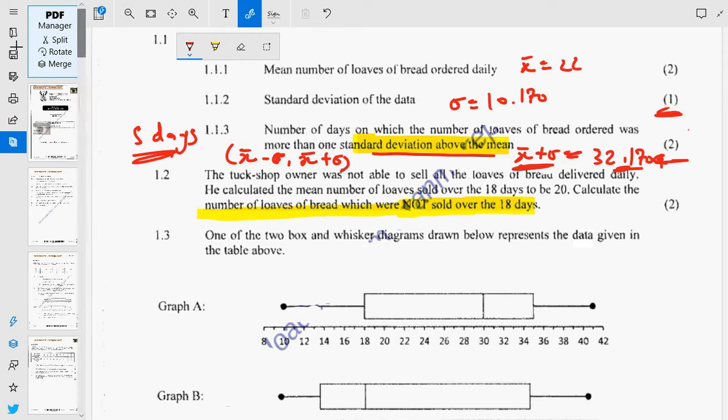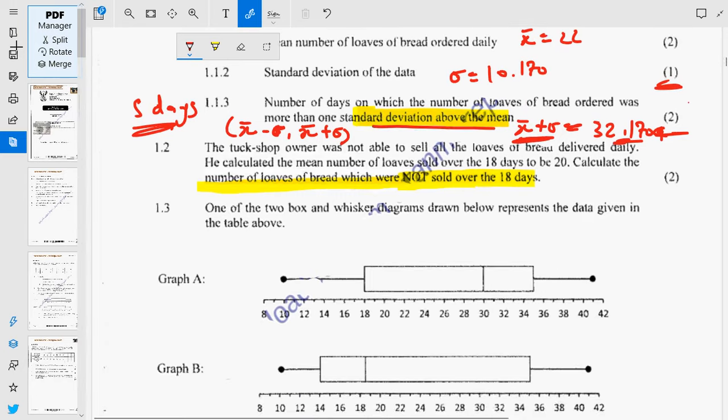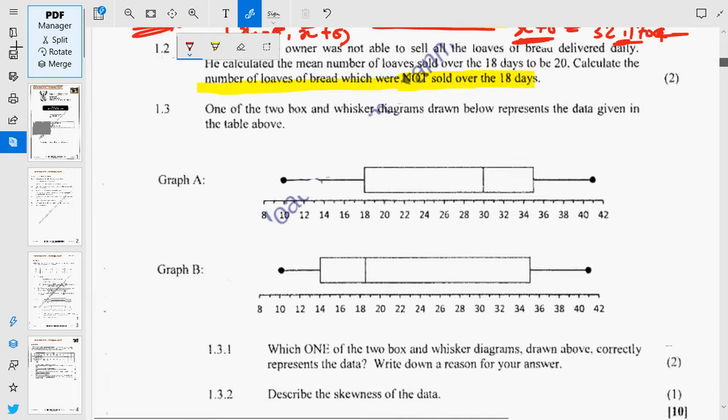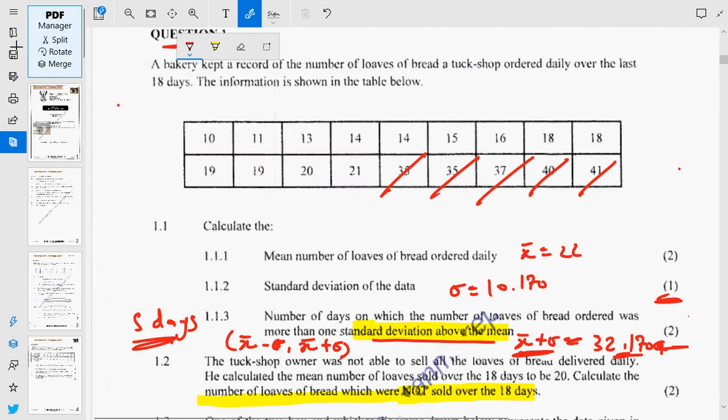Okay, so in total, how many breads have you got? That is easy. You're going to sum all these values here, and there you're going to get 396, but you have the mean for those that were only sold.